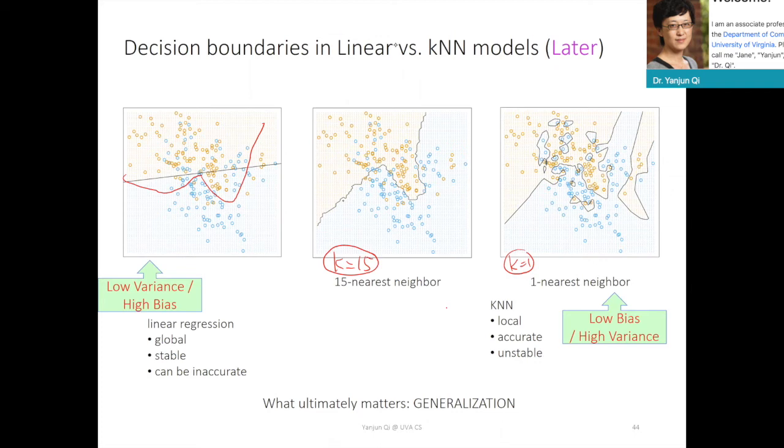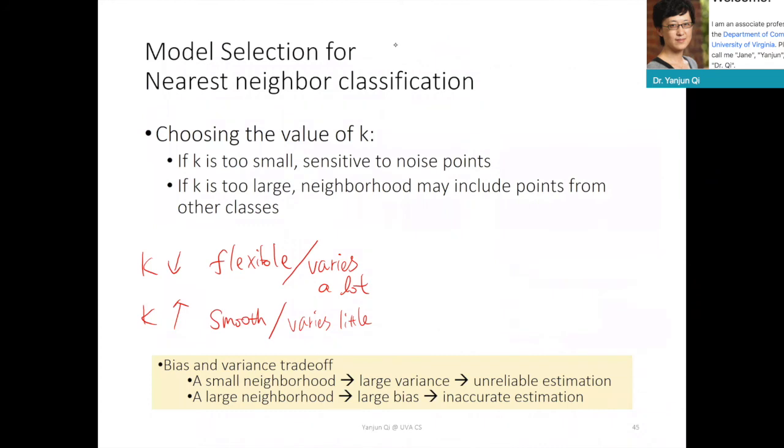We call this type of model low variance, high bias. And on the right, this one nearest neighbor approach is very local, very accurate on the training data, but it's unstable. So we call this type of model low bias, high variance. All right. So bias variance trade-off is the most fundamental principle inside machine learning, and we're going to talk about that and how you control it in different cases.